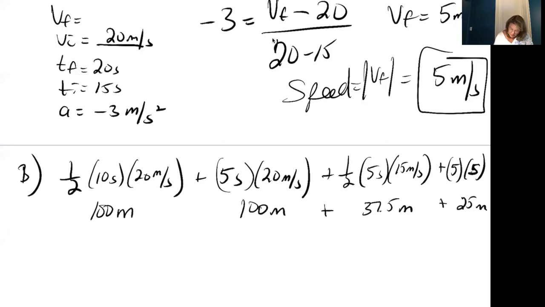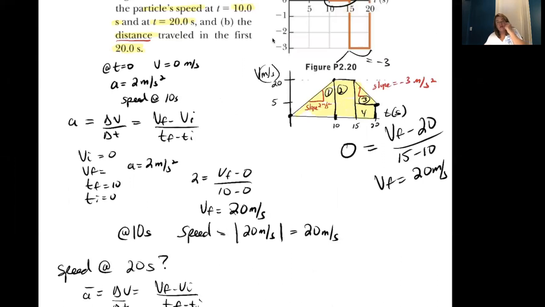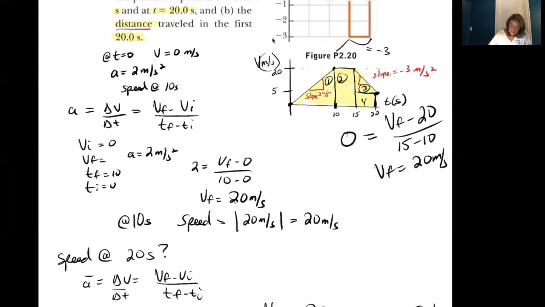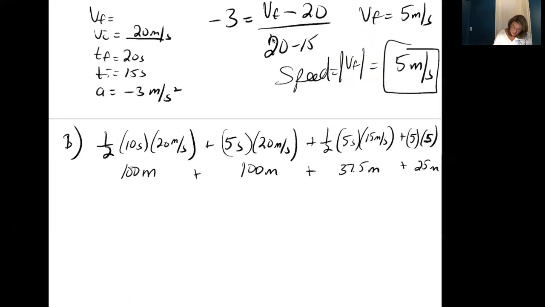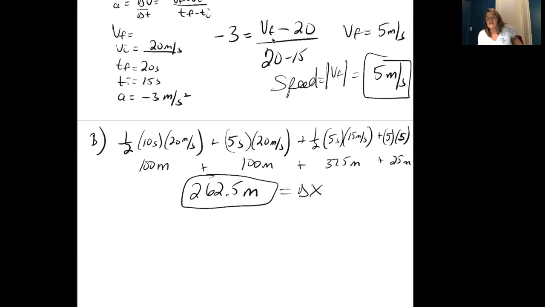So I add all these up. And notice they're all above the horizontal axis, so it's all a positive displacement. If I had area underneath that horizontal axis, I would actually have some negative displacement, okay? So this total displacement is 262.5 meters. Now that is delta x, the displacement. So the distance traveled happened to be the same in this case because it went in a straight line. We're not curving all over the place, okay?